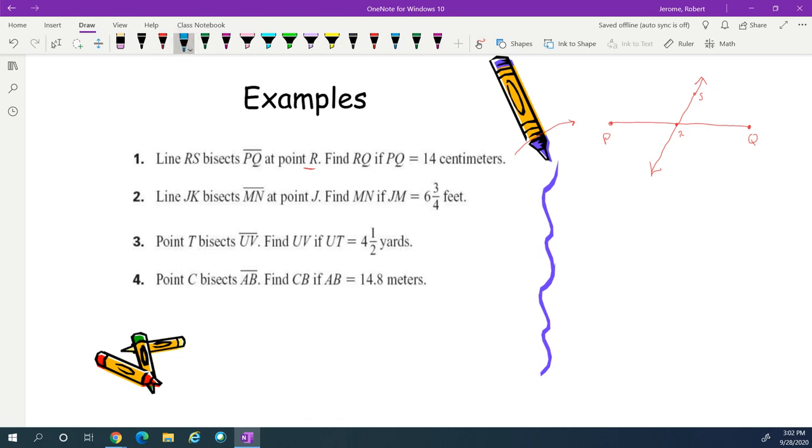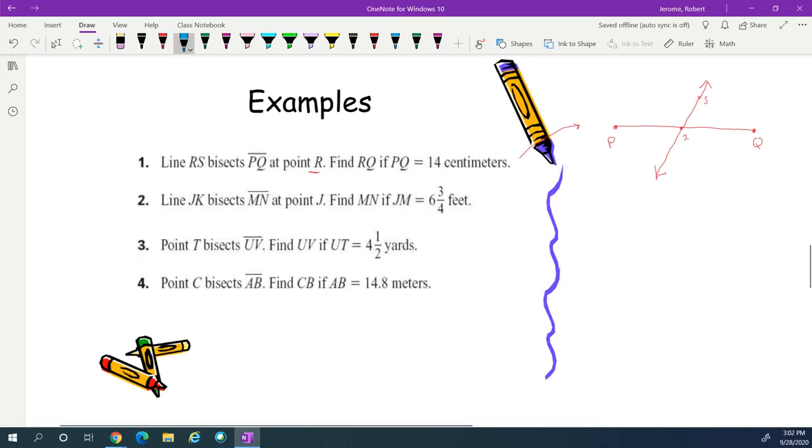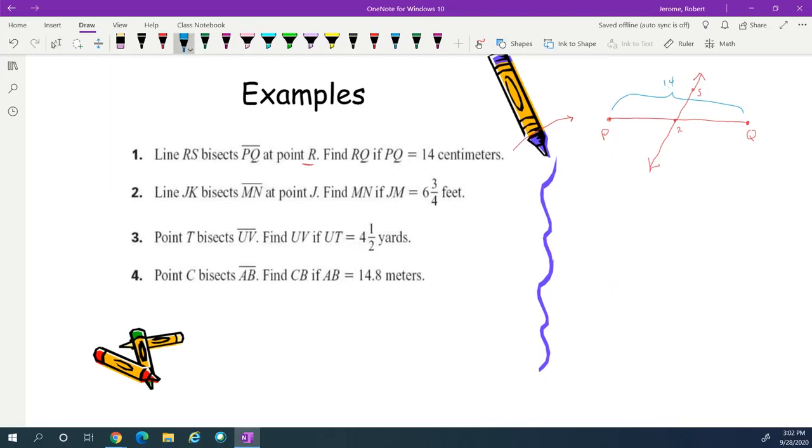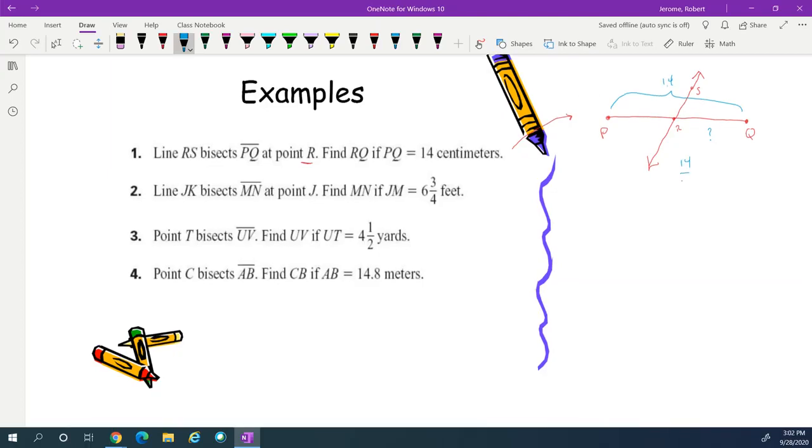Now, if we notice what we have here, PQ, the whole thing is 14. We were asked for RQ. Well, if we bisected it, that means we cut it in half. And 14 divided by 2 is 7. So RQ is 7 units and PR is 7 units. Getting the picture drawn correctly is really important there.